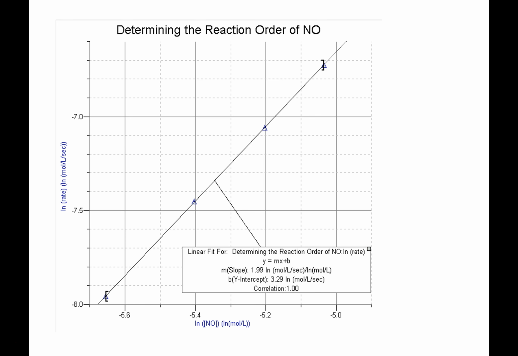And I said we're going to focus on 0, 1, and 2. And to me, I'm kind of liking 2 for that. Slope is approximately equal to 2. So the reaction order of NO is 2. Score 1 for the team.